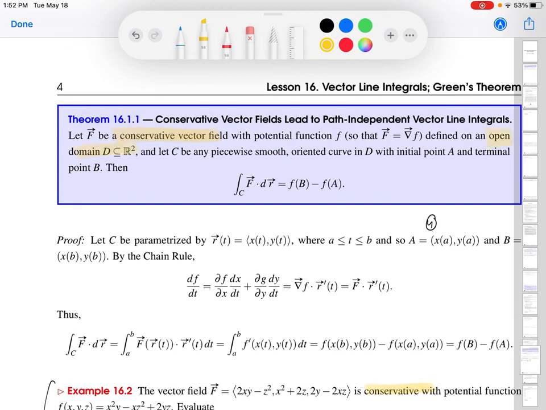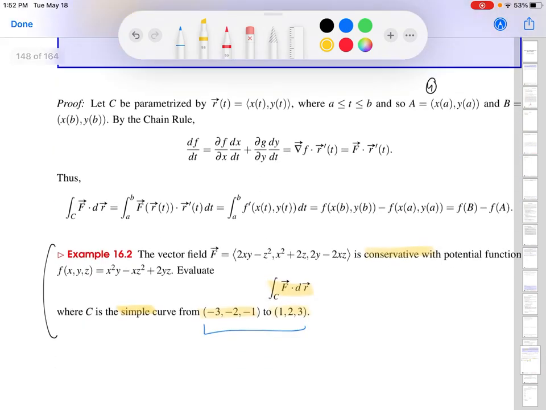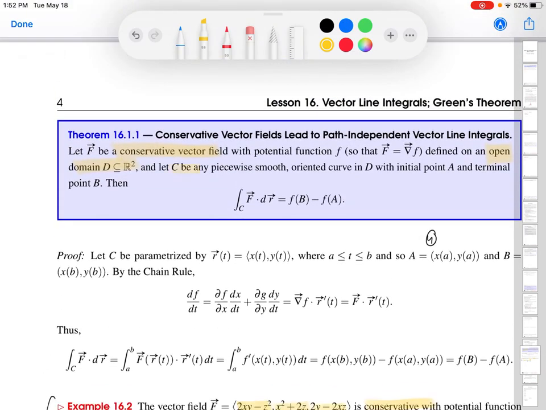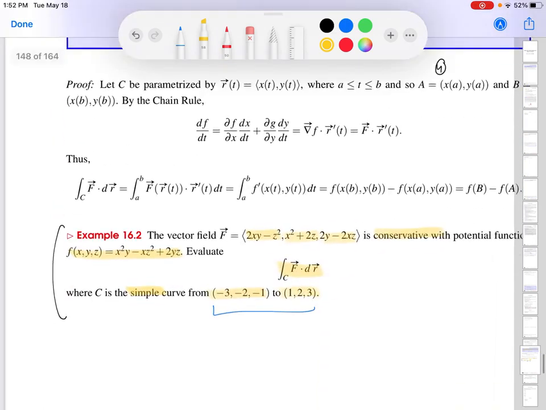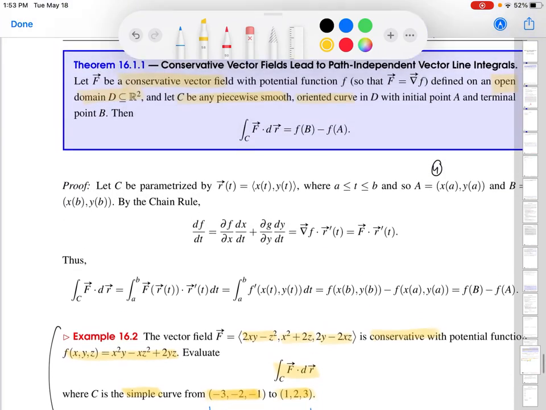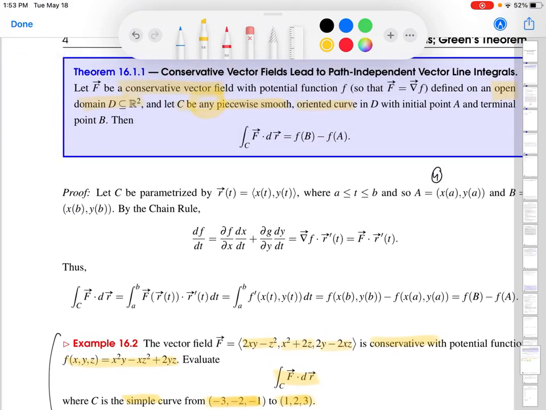Great. Defined in an open domain D. We're not told what the domain is, but all of these components and this function itself are continuous, differentiable everywhere. So we can take whatever domain we'd like. C, the curve, has to be piecewise smooth and oriented. So this is a point, this is a point. So the curve between these two points, again, you could pick any curve, but we can think of it as a line segment. C is any curve. It has an initial point, it has a terminal point, so we're done with all the hypothesis checking, and we can now actually apply the result.